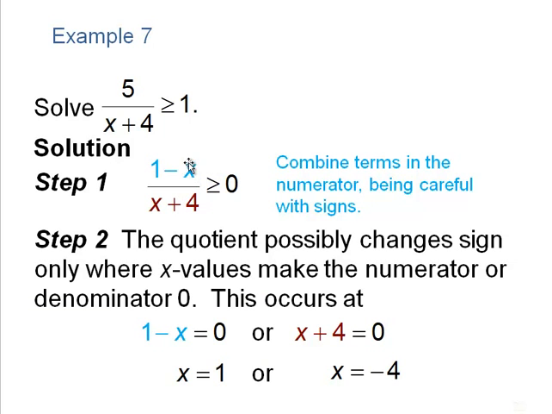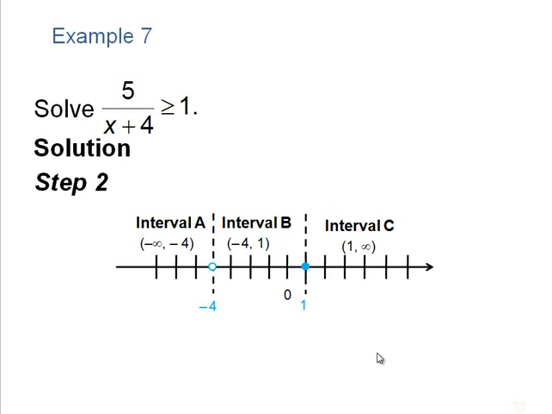Now the idea is, when does the top equal 0? Well, that's just when x equals 1, right? And when is the bottom 0? Well, that's when x equals -4. So you can think of it as the two zeros of that rational function. Then you come over to the number line and you graph those two zeros: -4 and 1. And all you do is pick a test point in each of these three intervals and put it back into the original function and see if it's true or false.